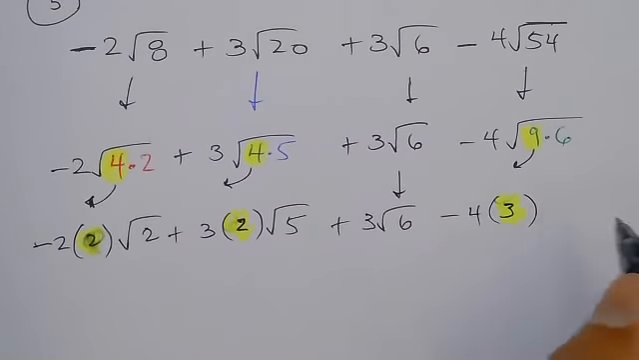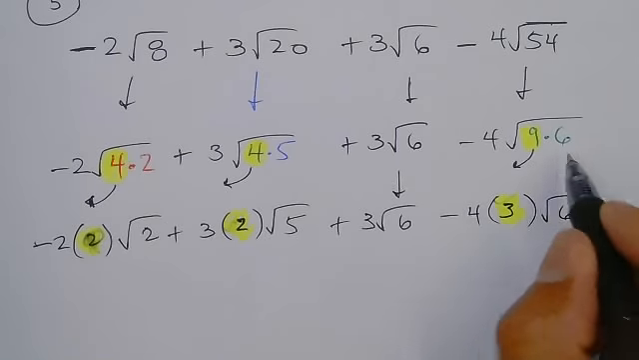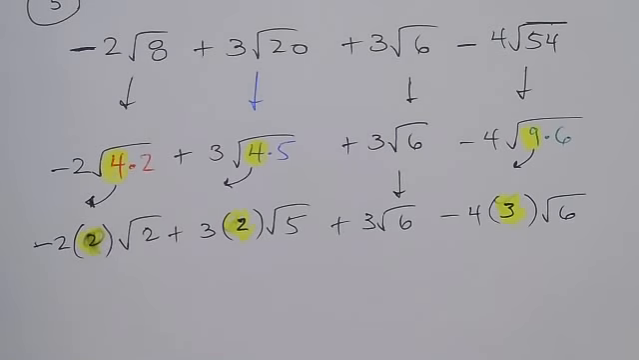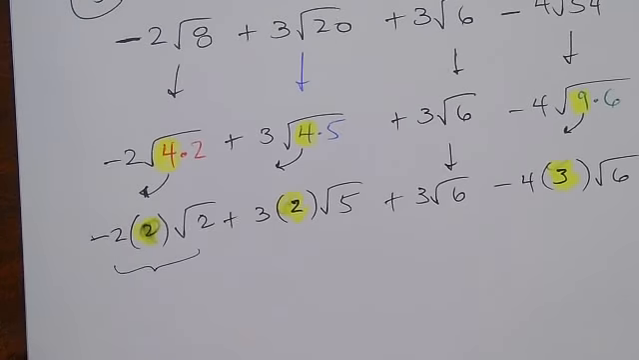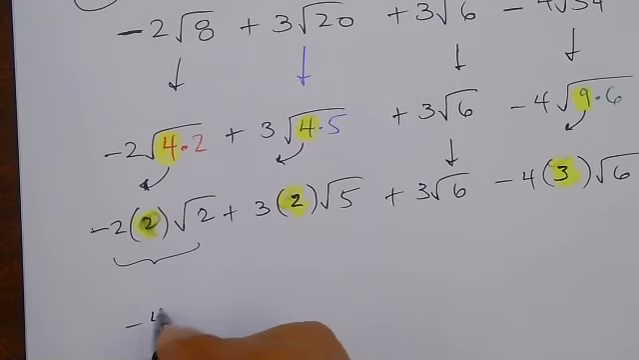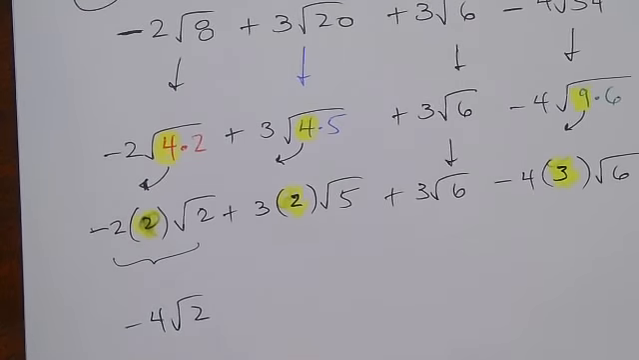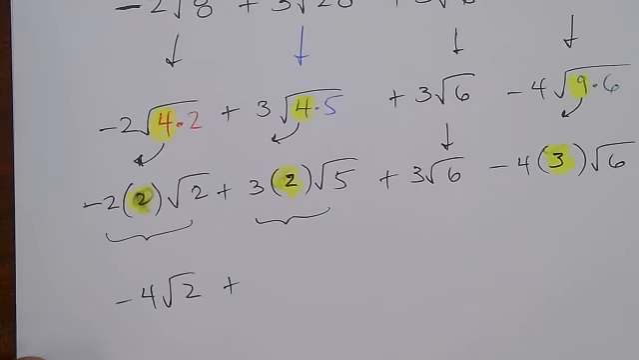And this is going to be minus 4 times, what happens when that 9 comes out? It's going to be a 3. And then the 6 stays in, right? That 6 stays in? Yeah. Okay, what are we going to get here? That's going to be a negative 4 root 2? Correct.